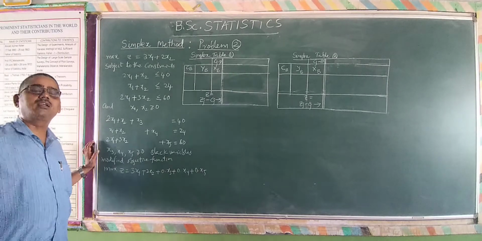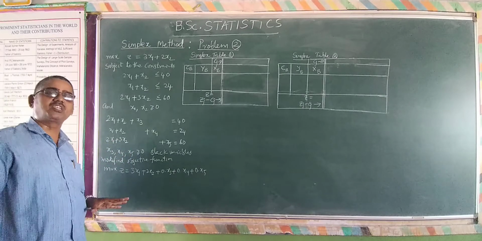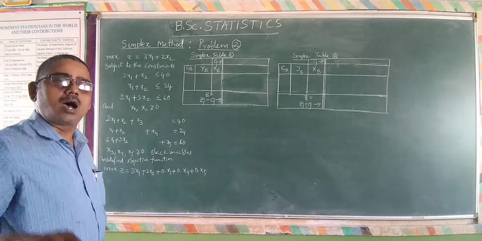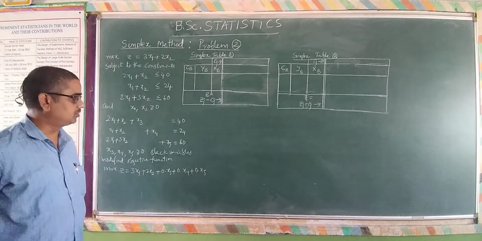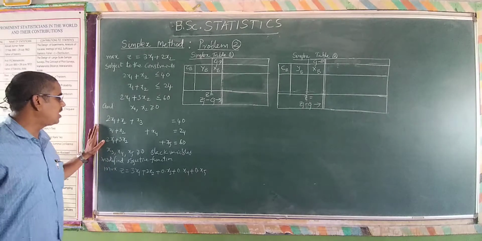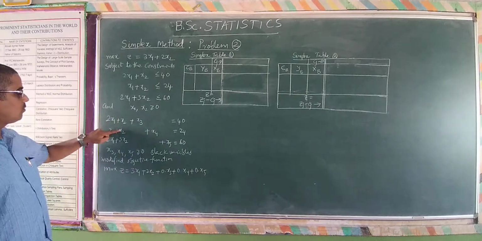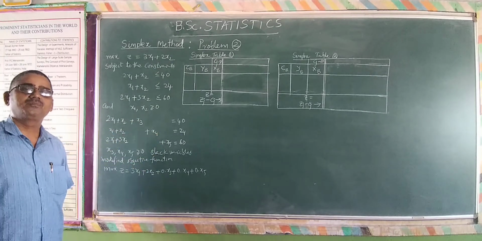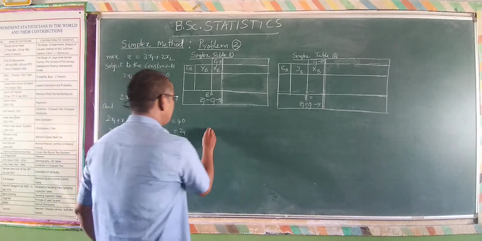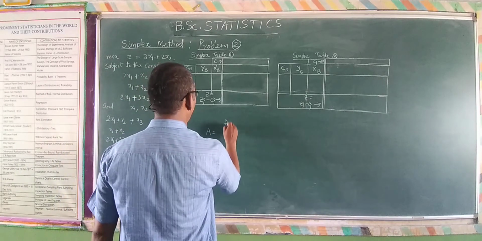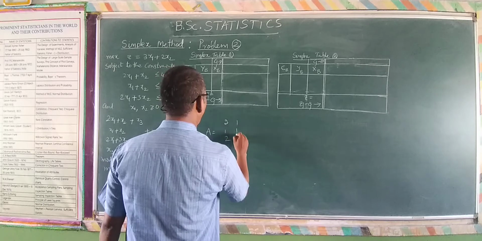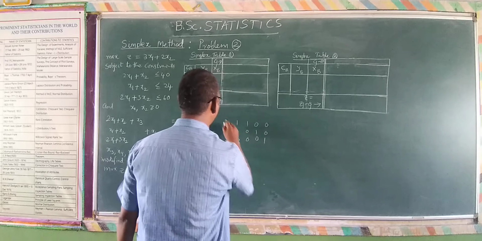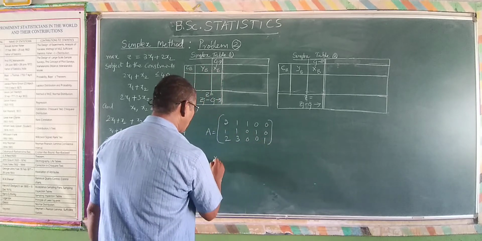Now you write the matrix form. I am not specifying it fully here; you write the matrix form so that I can specify the initial basic feasible solution. The matrix A is 2 1 1 0 0, 1 1 0 1 0, 2 3 0 0 1, that is A. This is the matrix A, and then what is X?